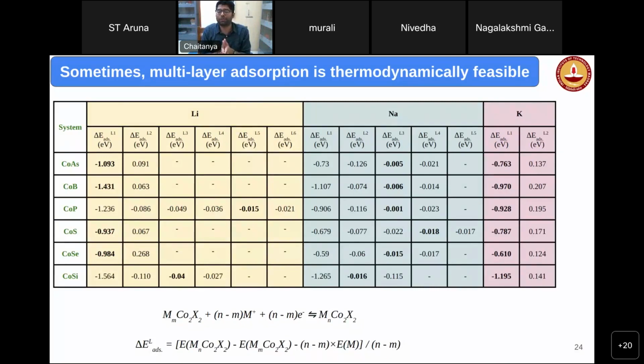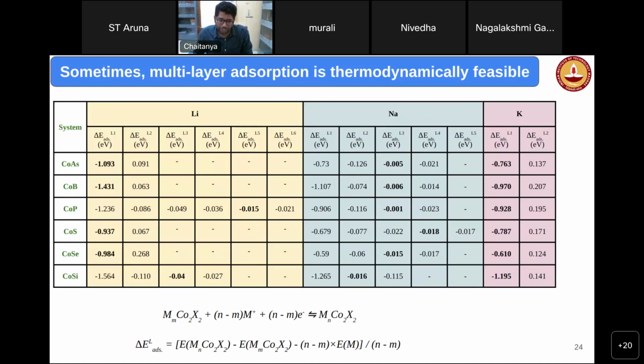Essentially, what we wanted to see is, if you want to load multiple metal atoms on the surface, till where this surface can hold the metal atoms. For example, if I'm considering graphite or graphene as the material, I add the first lithium atom and check whether it is able to absorb with negative energy or not, then the second atom, and so on and so forth.